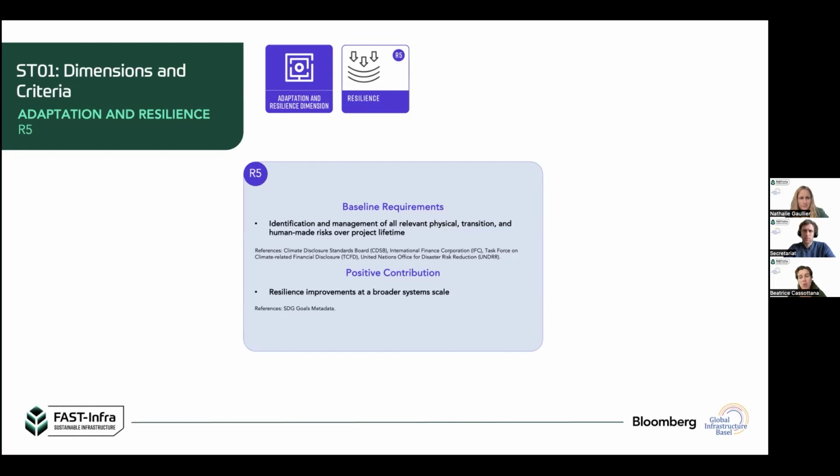In the positive contribution, we ask projects to be able to improve the resilience not only within its boundaries, meaning to absorb and recover after disruption, but we ask the project to extend or contribute to resilience improvement beyond its boundaries at a broader system scale.